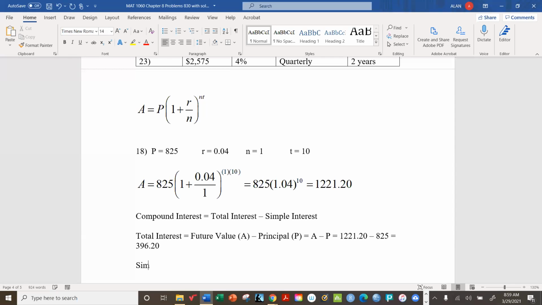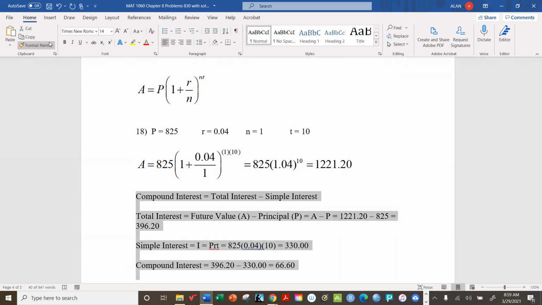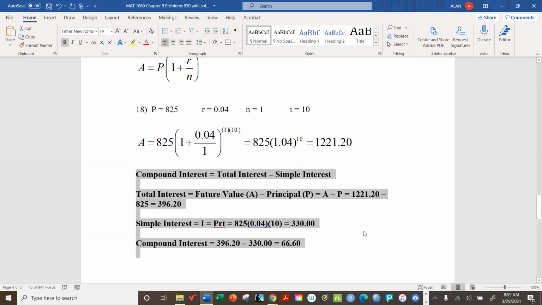Now the simple interest, as you know, from doing this enough times, I equals PRT would be, the principal is 825, the rate is 4%, it's 10 years. And that gives me 330 even. So therefore the compound interest is the difference between these two, 396.20 minus 330 equals 66.20. And so finally we're done. All right, and there it is.